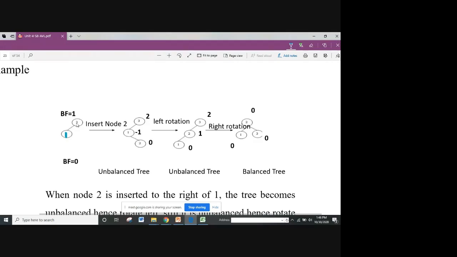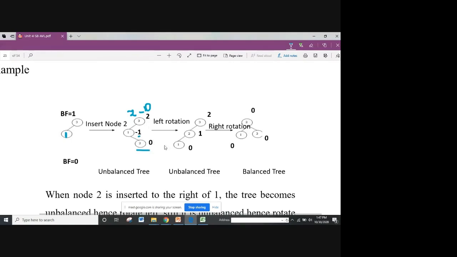Yes, the right side of node 1. Because 2 is compared with 3, it is lesser, so it comes here. Again it is compared with 1, and 2 is greater, so it should come on the right side. Now I am going to calculate the balance factor. For my node 3, it is 2 minus 0, so 2. Again 0 minus 1, so minus 1, right?